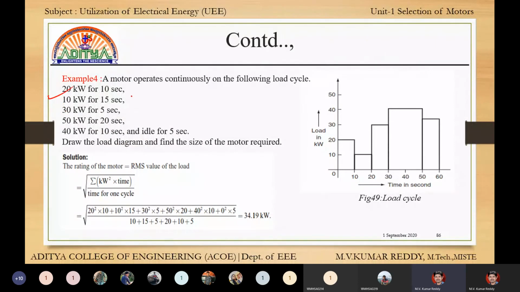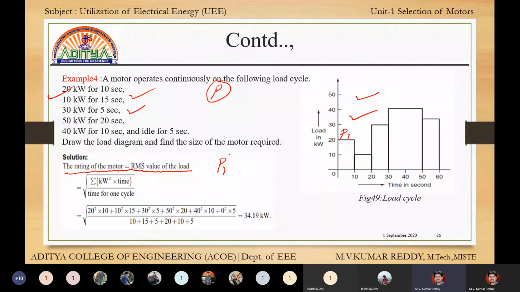Next is the first problem. This is the problem given, and this is the graph. In the exam, a graph may be given, or these values may be given. Now we have to find the motor rating using the RMS load. Here these are the powers given. Now go for the equivalent power method, in which the RMS value is, suppose, P1.